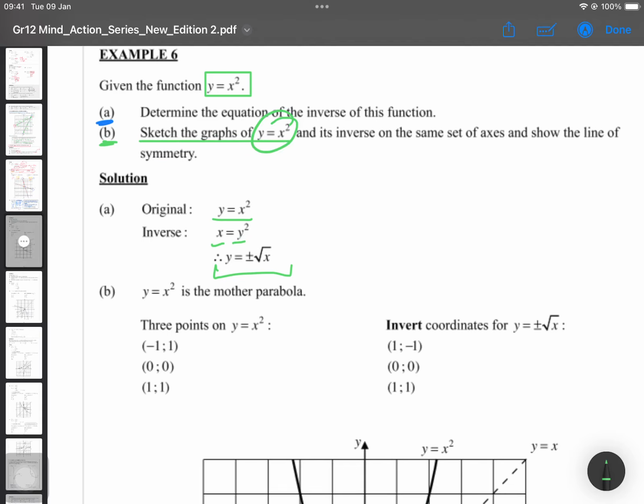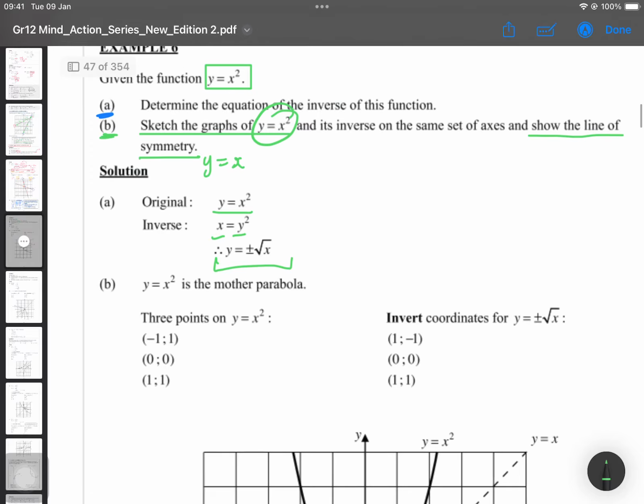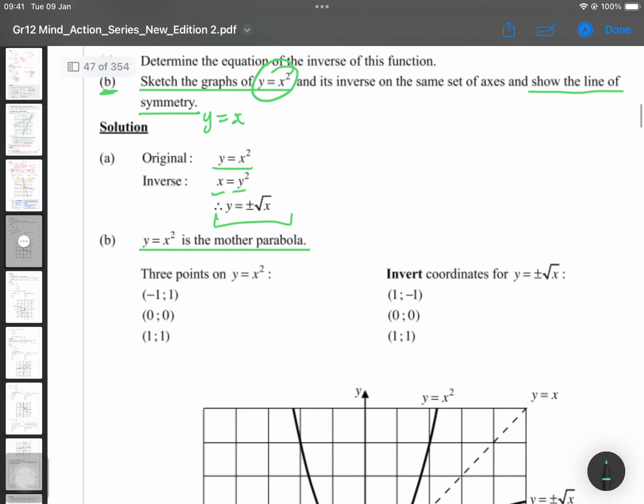So we know this is a parabola. So sketch the graph of y equals x squared and its inverse on the same set of axes. Show the line of symmetry. That's the y equals x line, that dotted line. That's for B. Now, with a parabola, you know you have to have a turning point as well. So you need to have that symmetry.